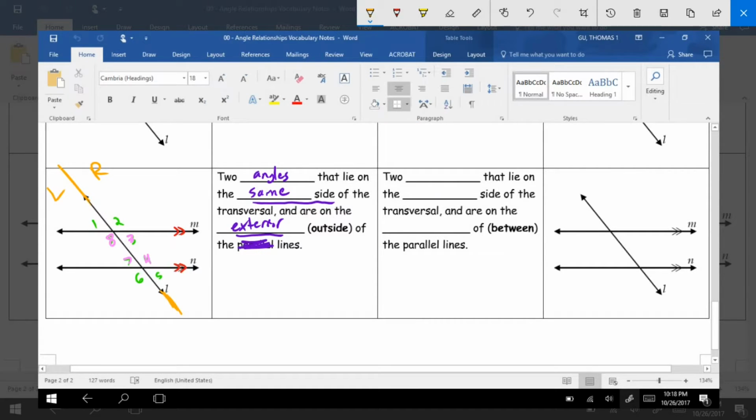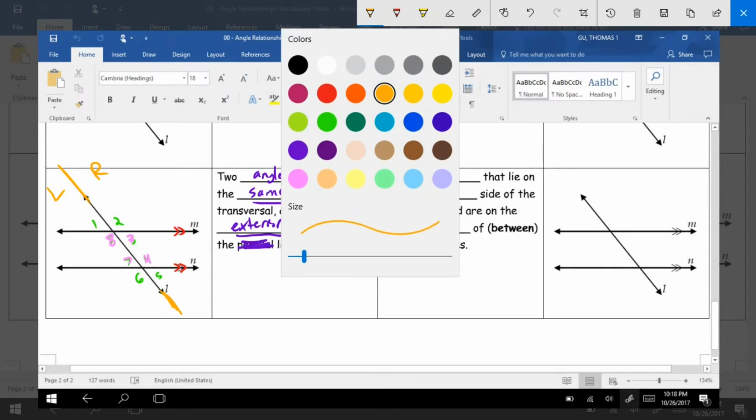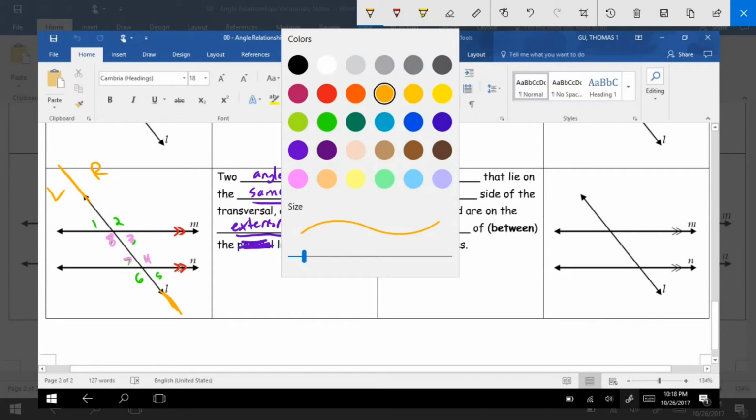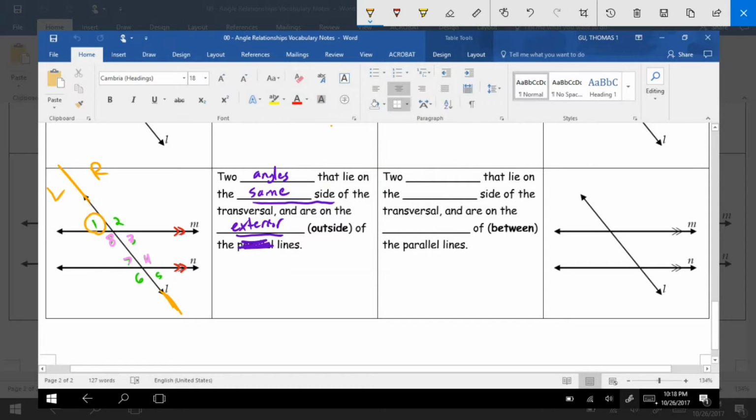Now they have to be on the same side of the transversal this time, and they have to be on the exterior of the two lines. So where's the exterior? That's 1, 2, 5, and 6. And which is on the same side? Which pairs do you think would be same side exterior angles? Take a second. Think about it. If you said 1 and 6, and you also said 2 and 5, then you would be correct. Same side exterior angles in this case would be angles 1 and 6 and 2 and 5.